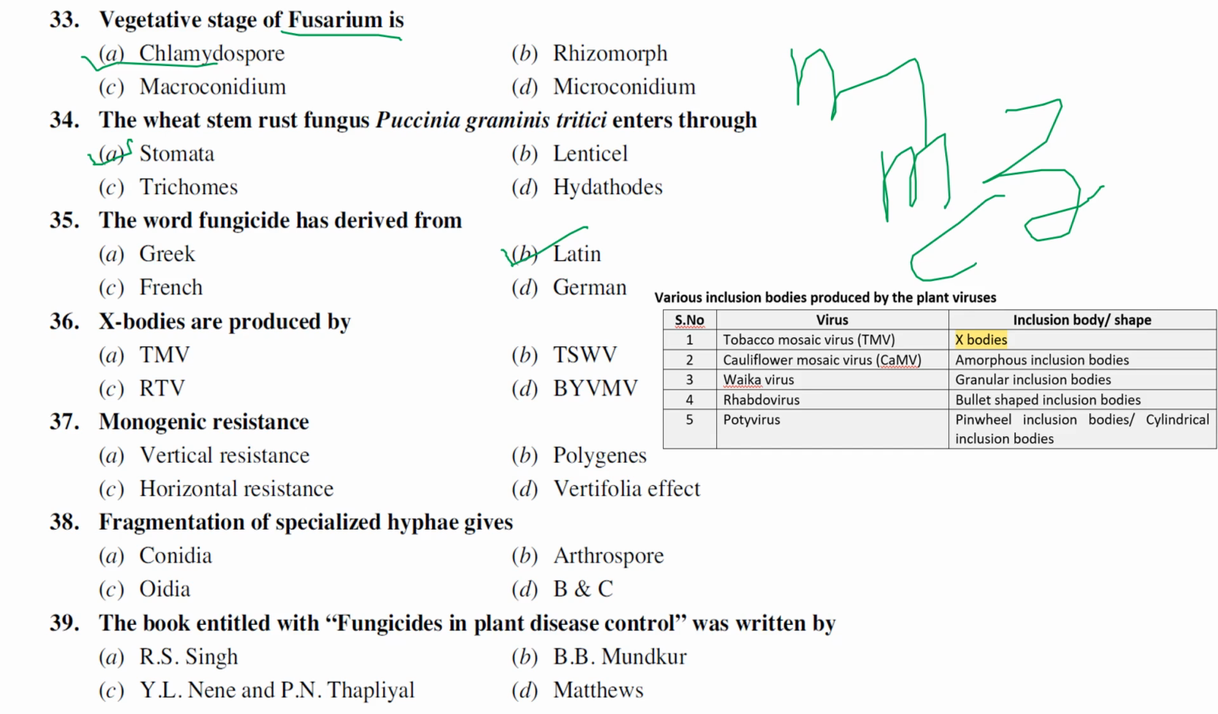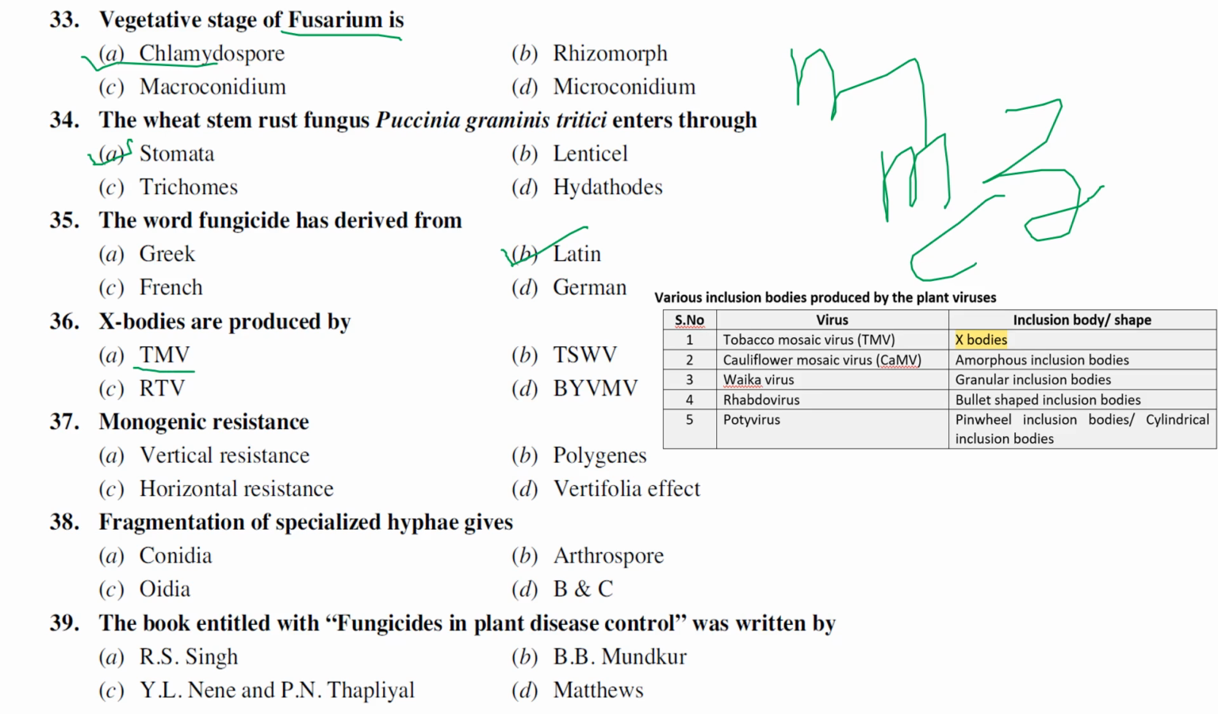The next one is the X bodies. X bodies are inclusion bodies. What is an inclusion body? Simply, it is like some kind of identification feature that is left over by the virus. Each and every virus can leave different kinds of inclusion bodies. Here the X bodies are produced by tobacco mosaic virus.